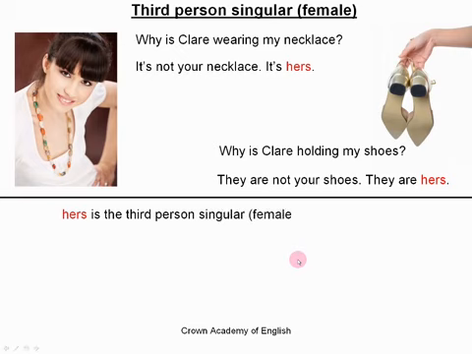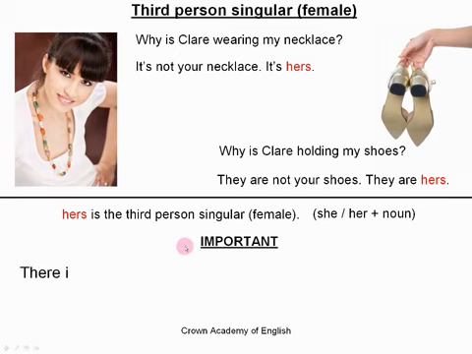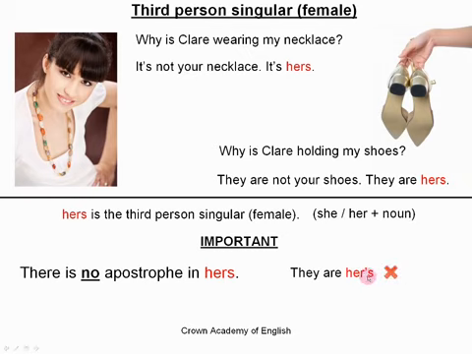Hers is the third person singular, female. And the personal pronoun is she. And her plus noun is the possessive adjective. Important, again, when we are writing, there is no apostrophe in hers. This is very important. They are hers with an apostrophe is wrong. And this is right. This is correct.